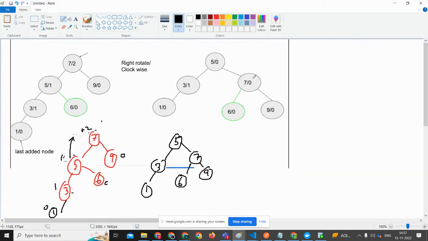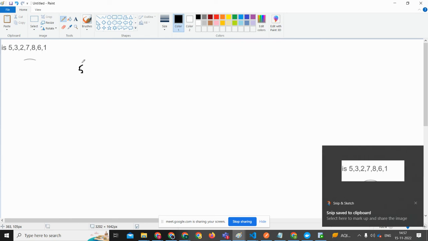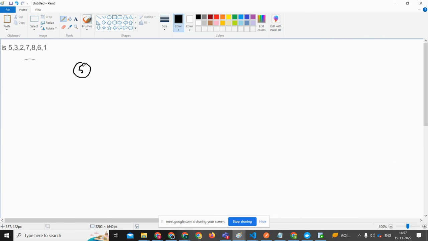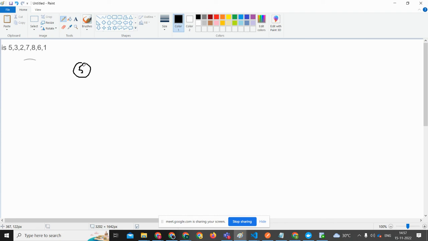So I'm taking the order. First we need 5. Then where will 3 go? Left side. Something is happening to the cable of my pen tablet. Okay, 3 will go on the left side. Is this tree balanced? After every insertion or deletion, you need to check whether it is balanced or not. So is this balanced? Yes.